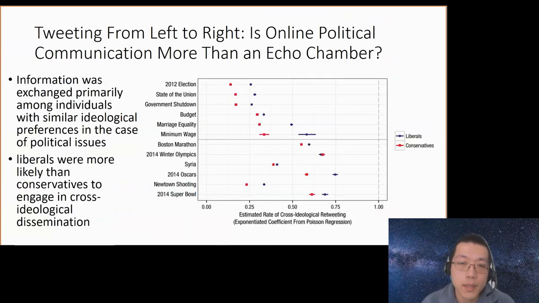And they further did more statistical analysis on this, and they found that for political issues, information was exchanged primarily among individuals with the same ideology preferences. However, across all cases, liberals were more likely than conservatives to engage in cross-ideological dissemination.